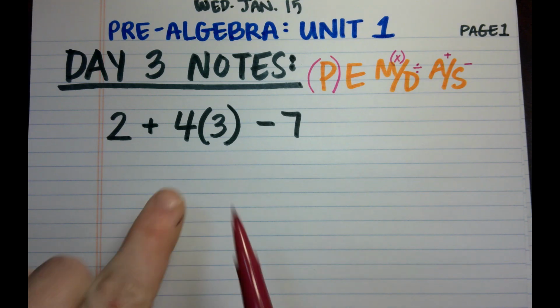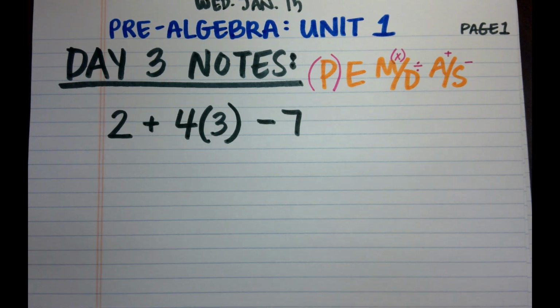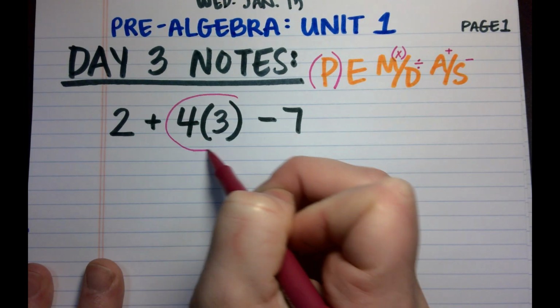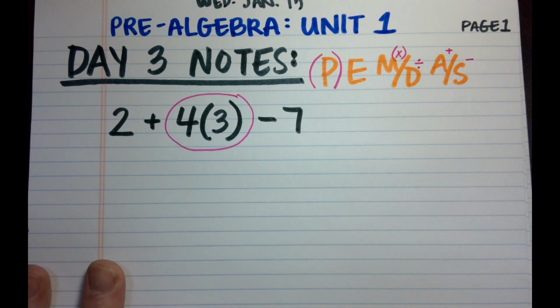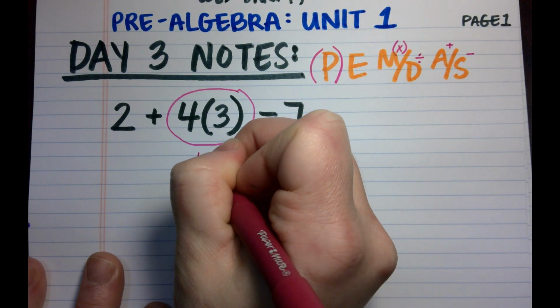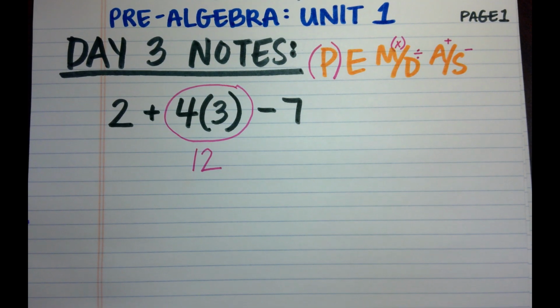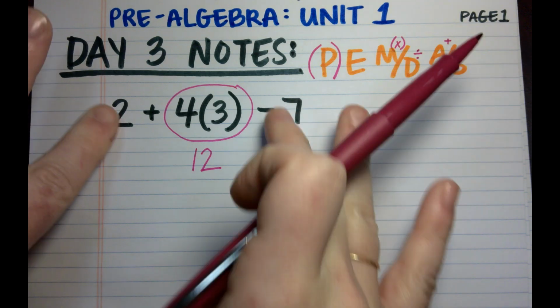Times. Yes, we have 4 times 3. Let's do that first. 12. So I'm going to circle this. I'm going to say 4 times 3 is 12. Okay. Is that my answer? Am I done? No. So what do I need to do now? Bring down your plus sign and your 2. Yes, let's bring everything down.